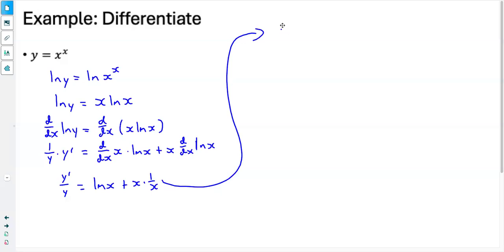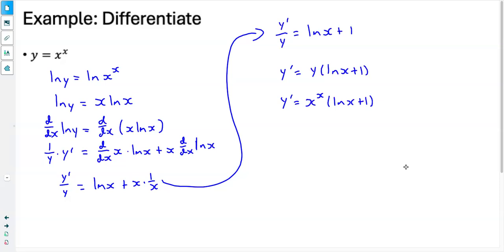So that gives us y prime over y is equal to natural logarithm of x plus 1. Multiply both sides by y, and we get y prime is equal to y times the natural logarithm of x plus 1. And then because we know what y is, we can substitute that equation back in. So we have y prime is x to the power of x times the natural logarithm of x plus 1. And this would be this equation differentiated.